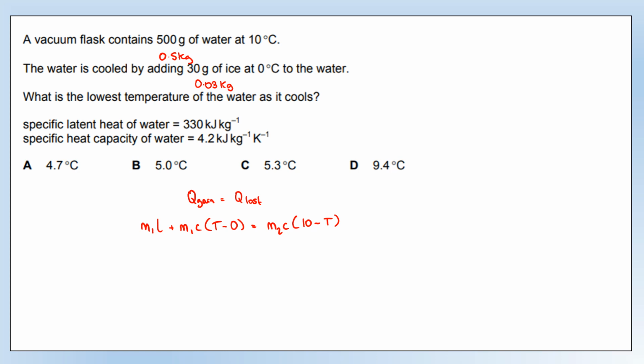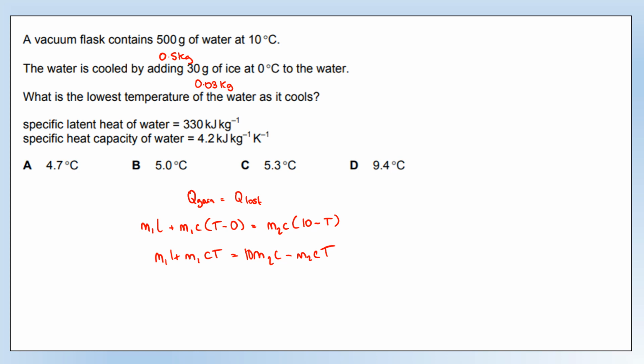The energy is lost by the water. Now, we're not going to get the water changing state, but it is going to cool down from 10 degrees to some temperature T. So we want to find out what T is. So let's expand the brackets first of all. And then I'm going to try and make T the subject.